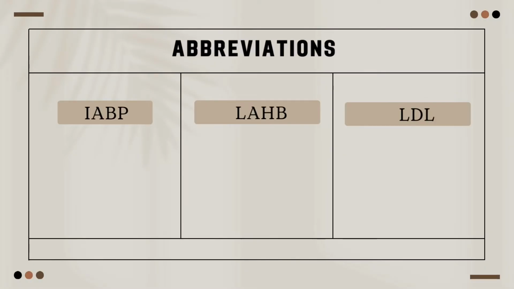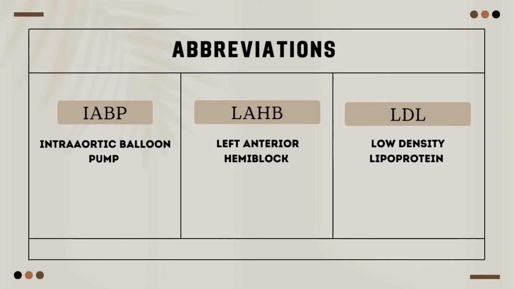Number 1, IABP, or the intra-aortic balloon pump. Intra-aortic balloon pump is a medical device used to provide temporary mechanical circulatory support for the heart. It involves a balloon inserted into the aorta, which is the largest artery in the body, through a catheter. For example, the Datascope CS300. This is used in hospitals to assist the heart during surgeries where the heart is struggling to pump blood effectively. Next is the LAHB, or the left anterior hemiblock.